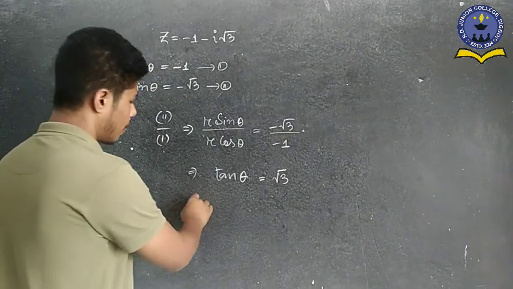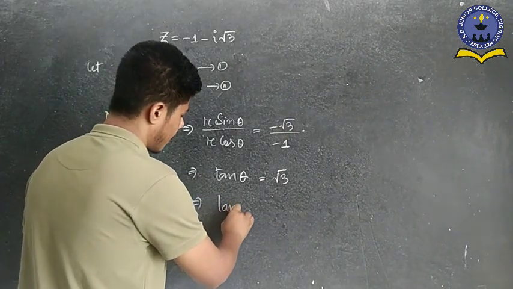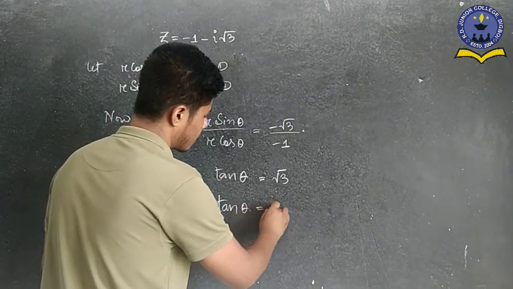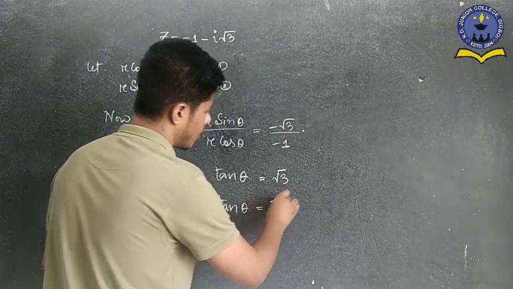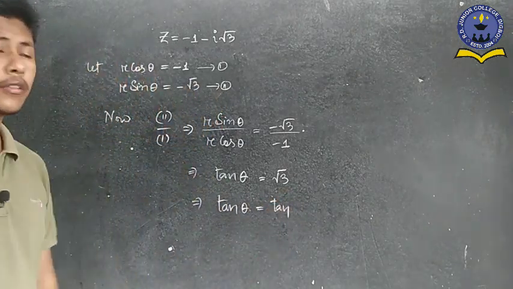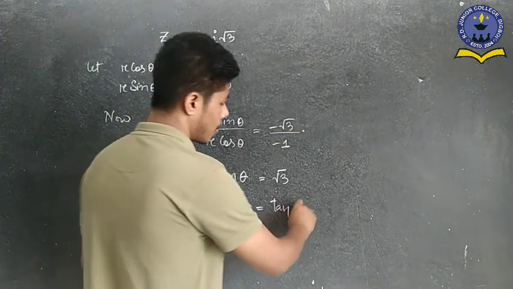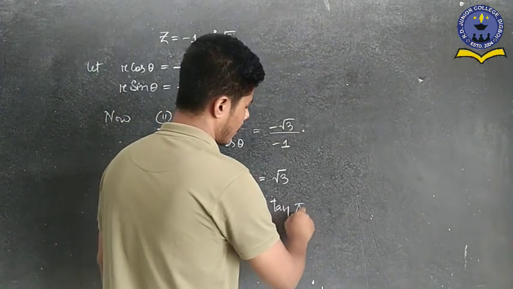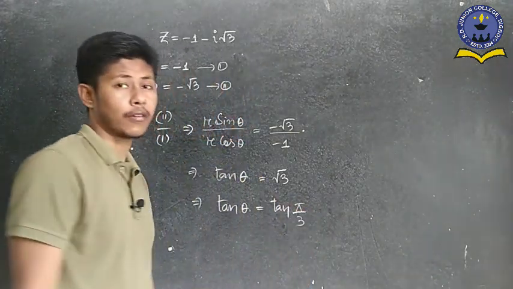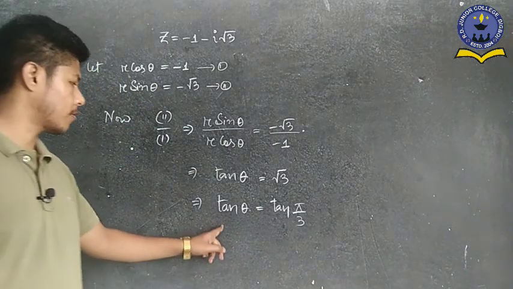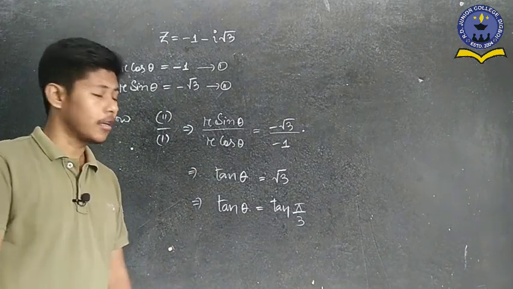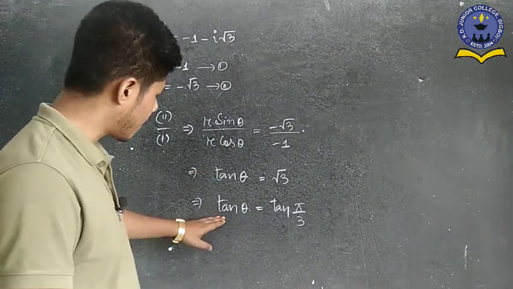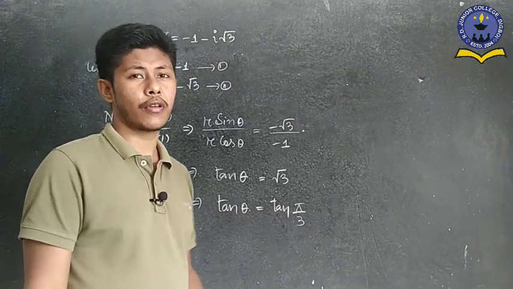Clear? So now tan theta equals root 3. When the value of tan is root 3, obviously it is tan pi by 3. So that's why tan theta equals tan pi by 3. If we compare, theta equals pi by 3.